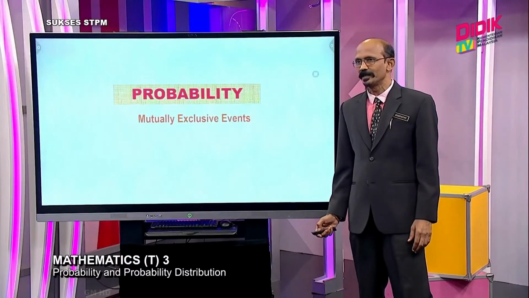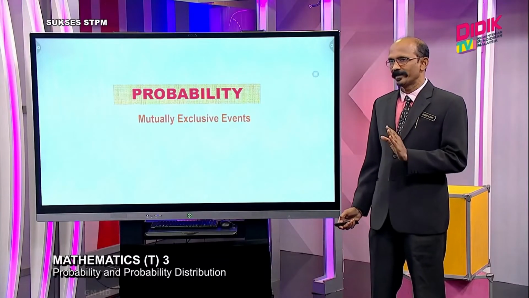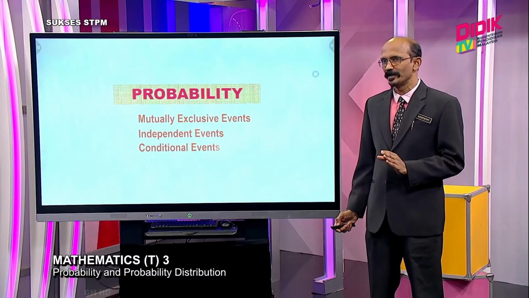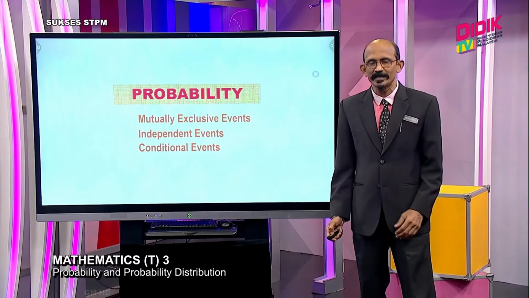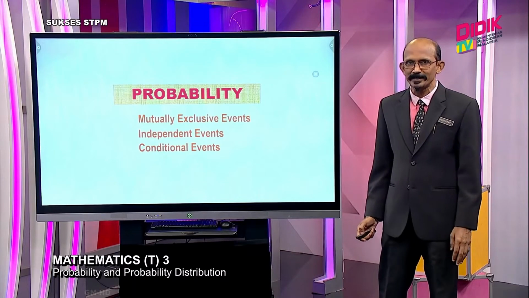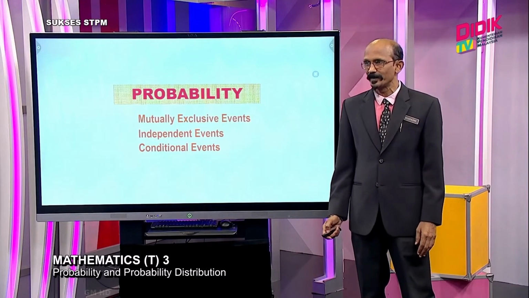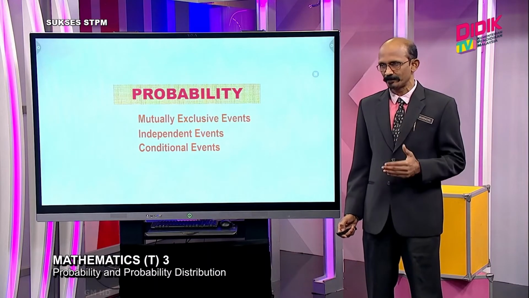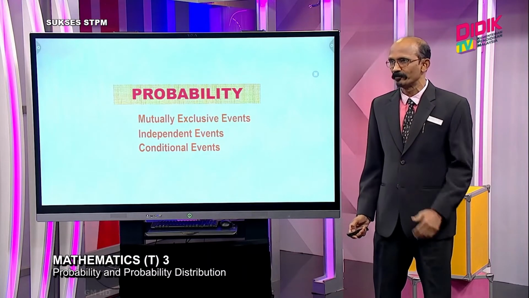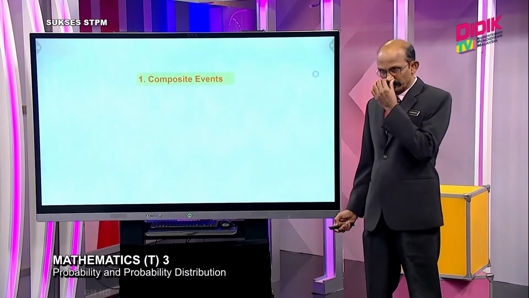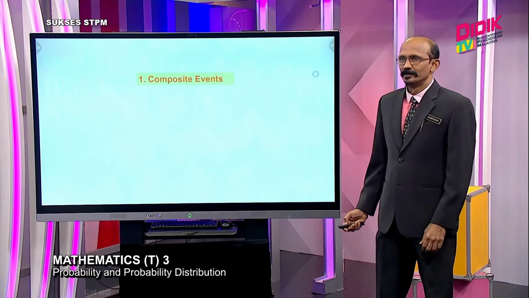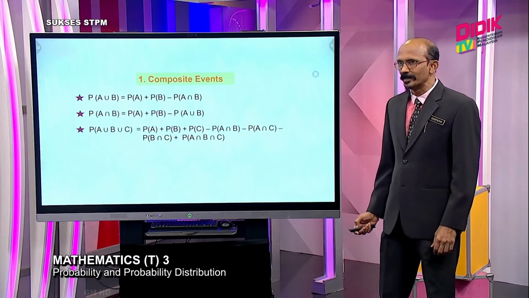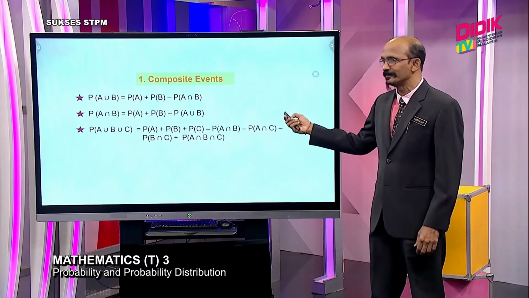For this chapter, they must know well how to explain three main terminologies. One is mutually exclusive events, another one is independent events, another one is conditional event. I will go through all the events in this chapter one by one and all the related formulas. First one is composite events. Here we got three main formulas, as you can see, Sean, very clearly written there.